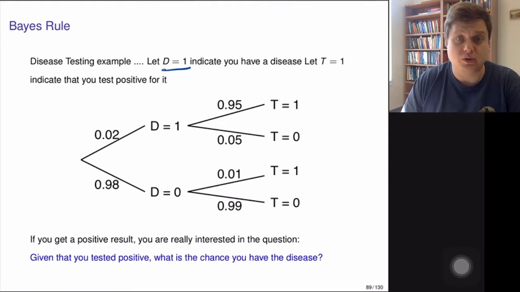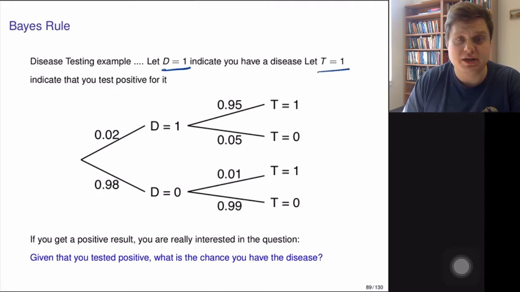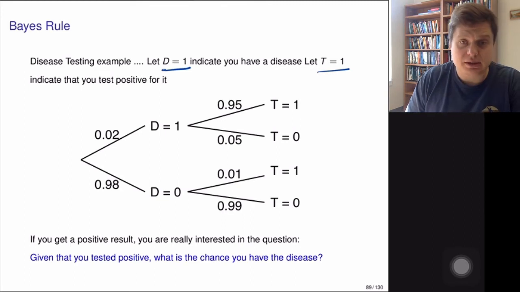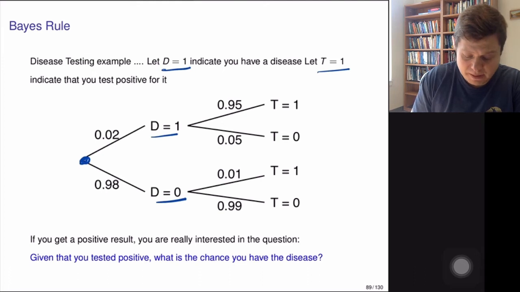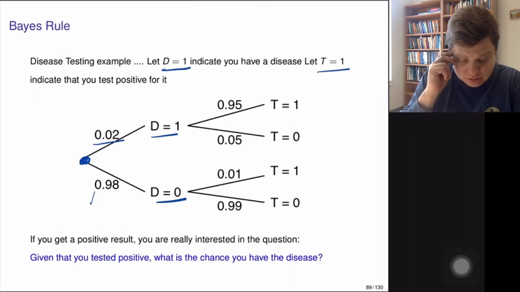It indicates that you have a disease, and let variable t equals 1 indicate that you have a positive test. And instead of writing the problem in words, we're going to write it as a decision tree. So the patient either has disease or has no disease, and you remember that the prevailing rate of the disease in the population is 2%, so the prior probability is 0.02.